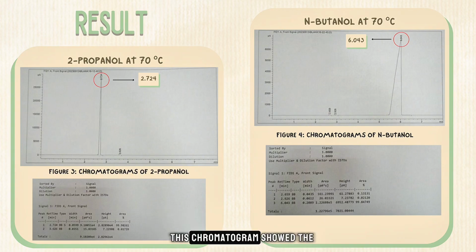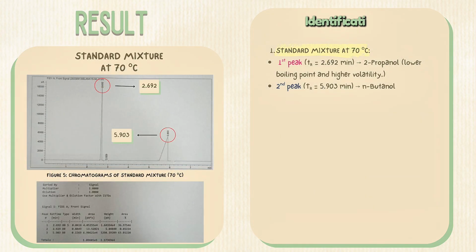This chromatogram showed the pure compounds analyzed at 70 degrees Celsius. For 2-propanol, one peak was observed at a retention time of approximately 2.724 minutes. For N-butanol, one peak was observed at approximately 6.043 minutes. Each chromatogram shows a single peak, indicating the presence of one compound.